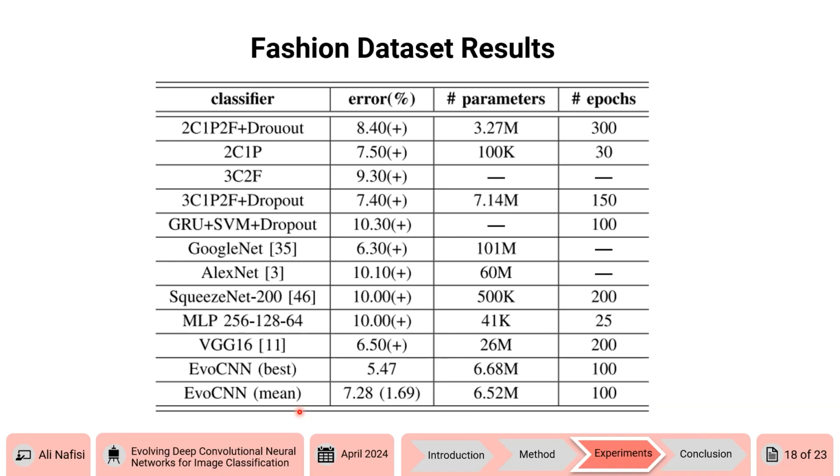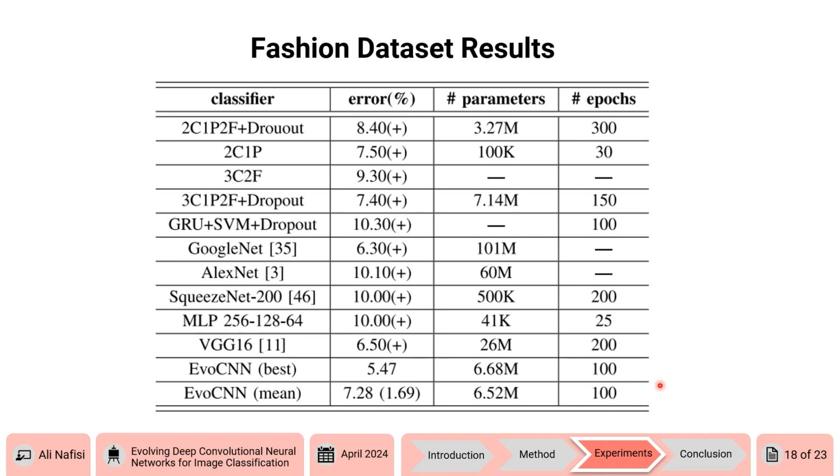So the results are good, comparable to other famous methods like VGG16 or AlexNet. We can see that the parameter size is also very low compared to them, while the classification error is also low. And the epochs, you can see what the epochs number is.